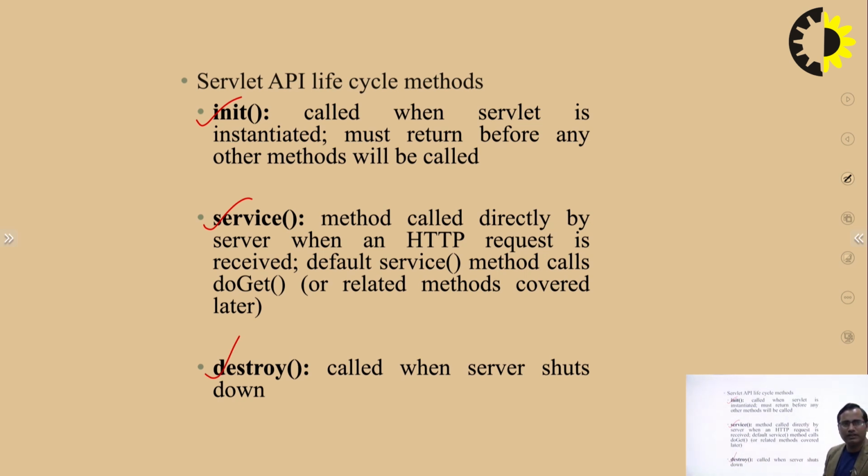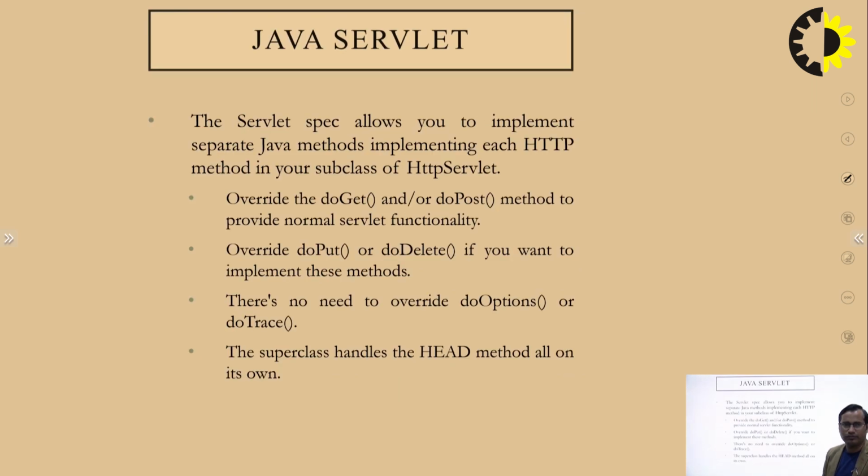The init method is called when the servlet is instantiated and must return before any other methods will be called. The service method is called directly by the server when an HTTP request is received. The default service method calls the doGet or doPost methods. And the destroy method is called when the server shuts down.